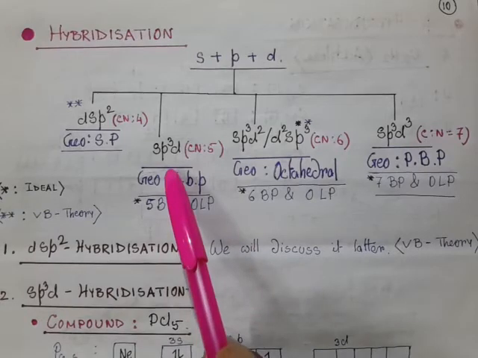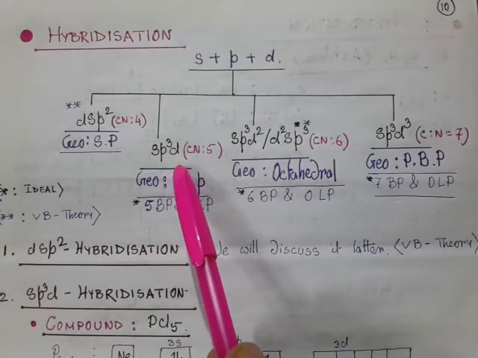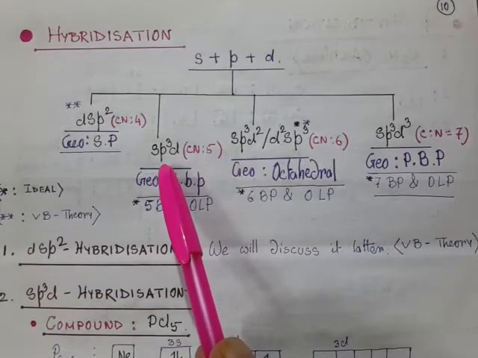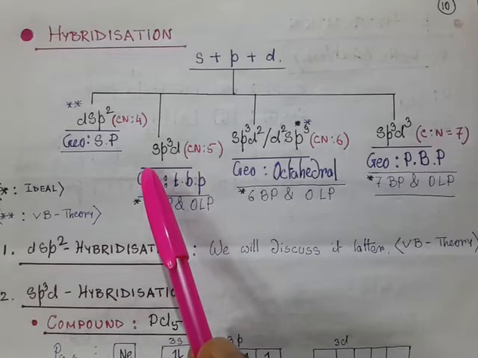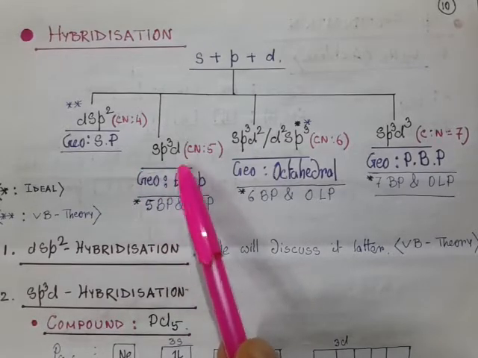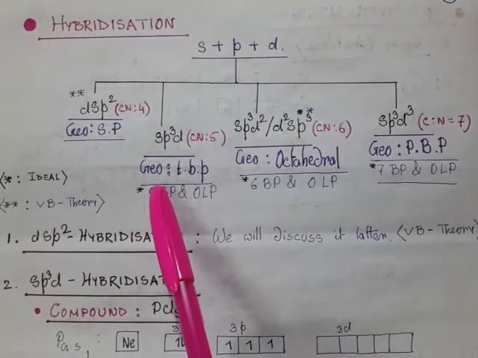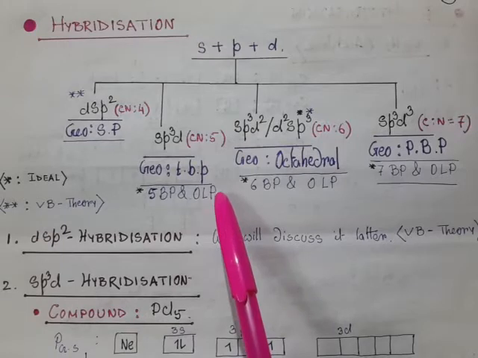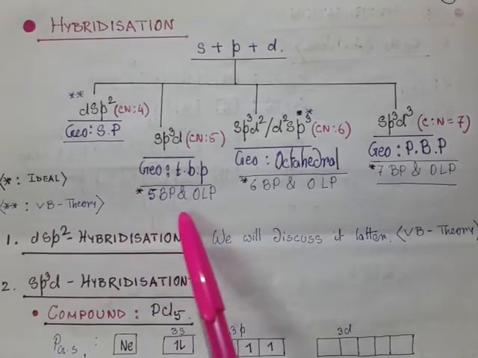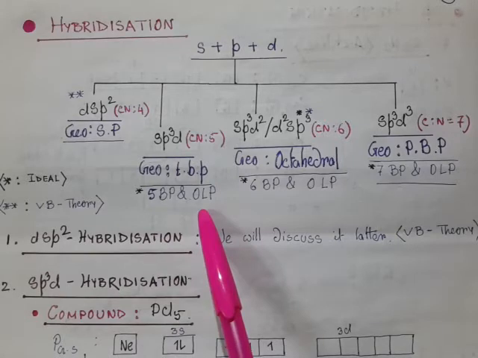Now in the second case we have sp3d hybridization. Definitely there is coordination number 5: as I said earlier, the total number of orbitals is 3 p orbitals, 1 s orbital and 1 d orbital. So total is 5. So definitely coordination number is 5, and the geometry is trigonal bipyramidal. And what about the ideality? This is the ideality: there are 5 bond pairs of electrons and 0 lone pairs of electrons.